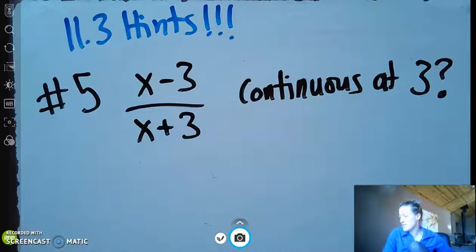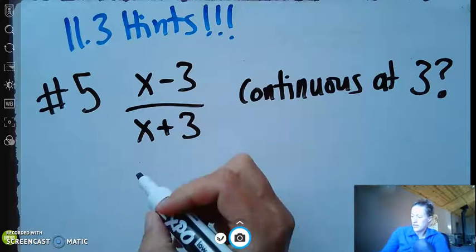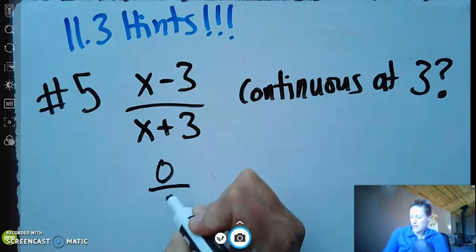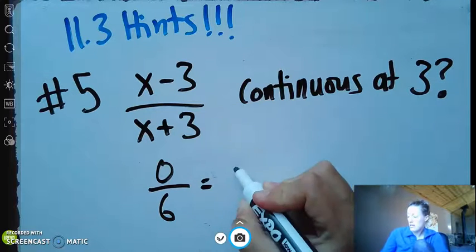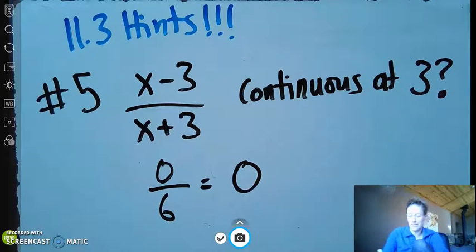So number 5 is the first one, and it's asking about being continuous at positive 3. If you plug in positive 3, you get 0 on the top and 6 on the bottom. That's totally okay. 0 on the top is just a regular old 0, and that's good. The thing that we're not allowed to do is divide by a 0.